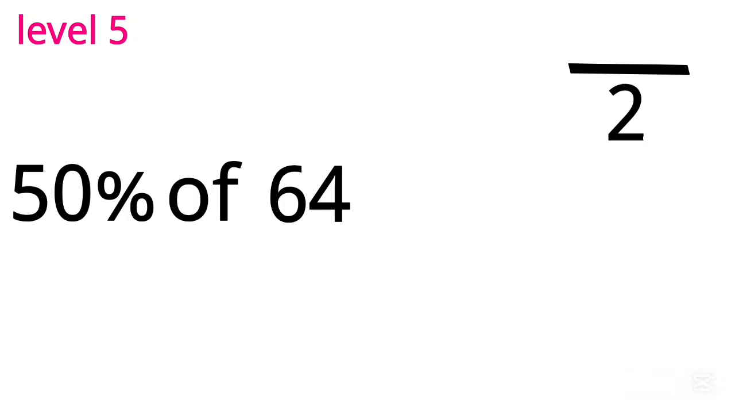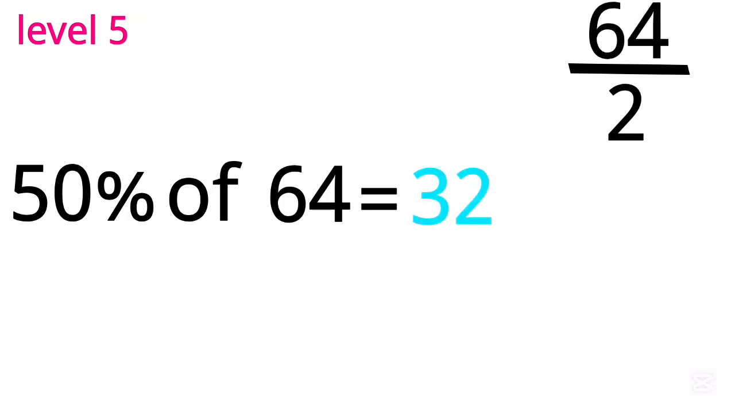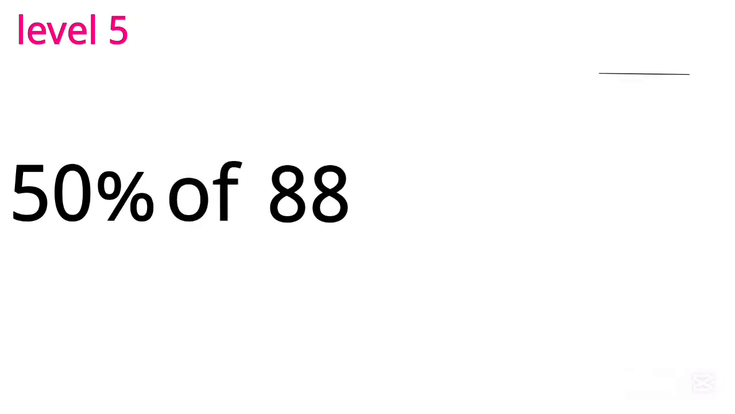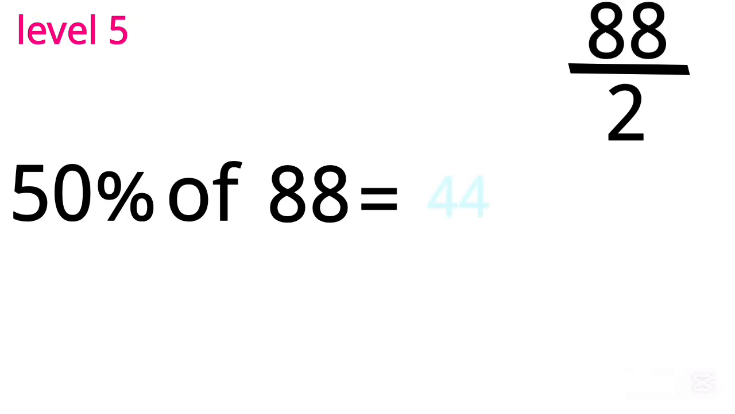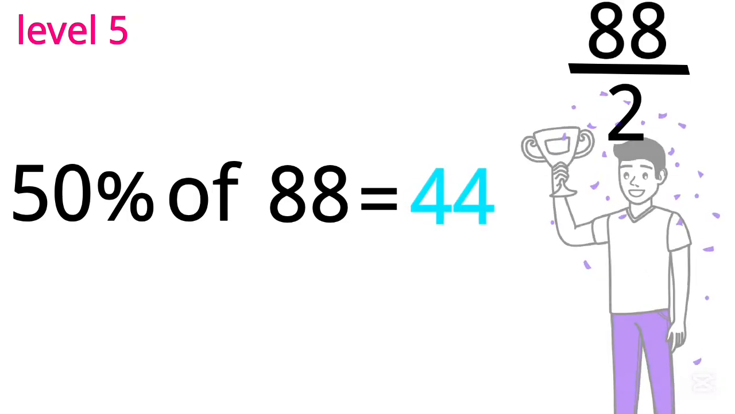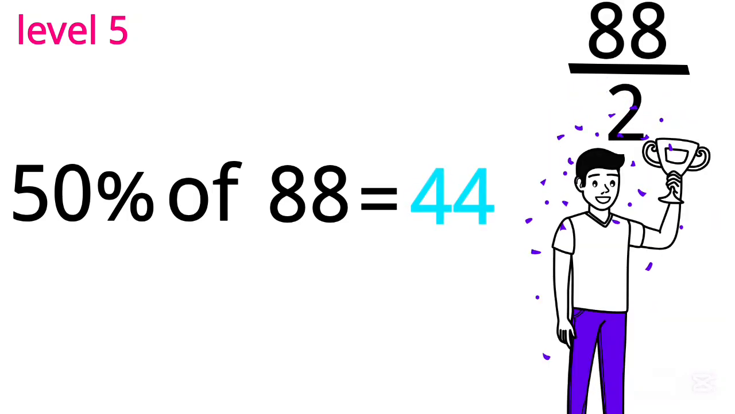The fastest percentage trick you'll ever learn. Alright, level 5. 50%. This one is almost illegal. What's 50% of 64? Cut it in half. That's it. 64 divided by 2 is 32. Instant. Let's run it again. 50% of 88. Same move. Divide by 2. 88 divided by 2 is 44. You are officially faster than the speed of lightning.